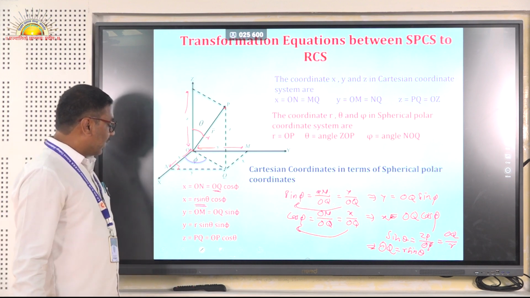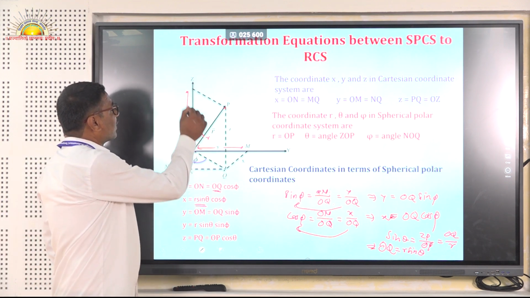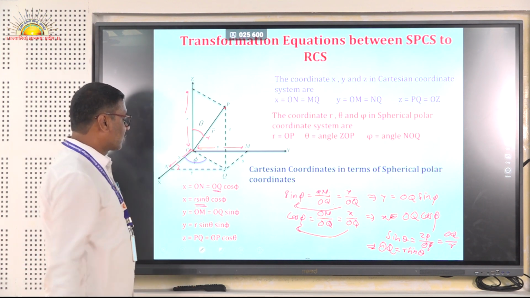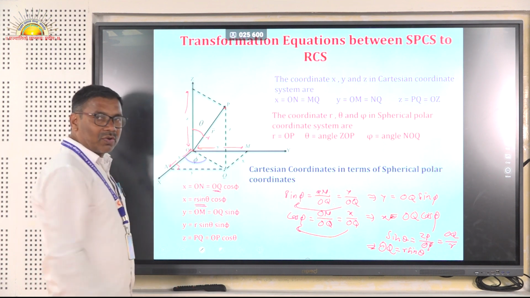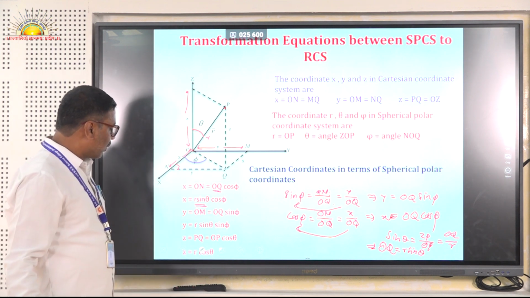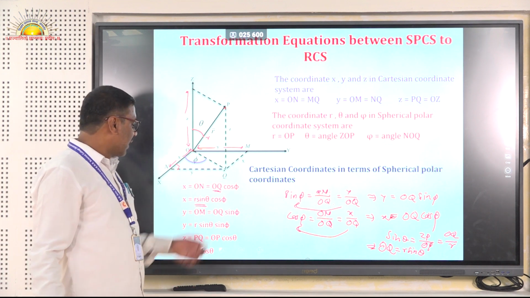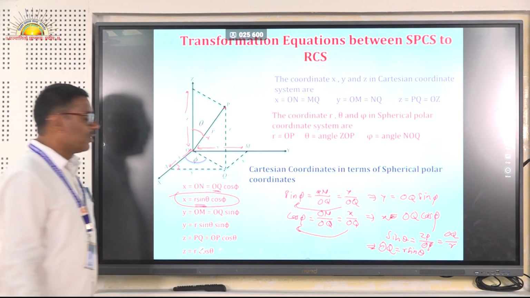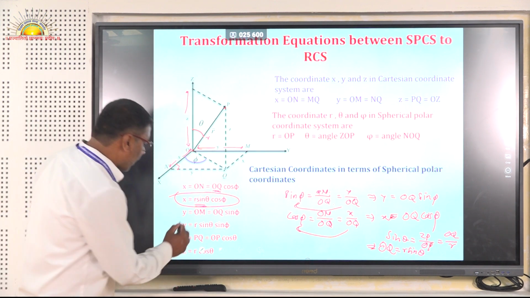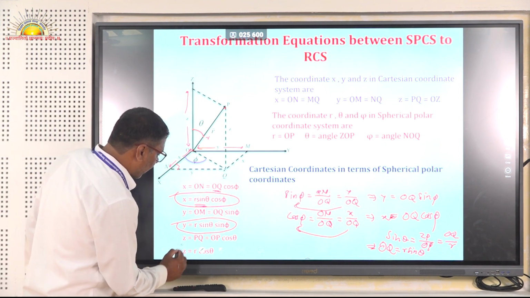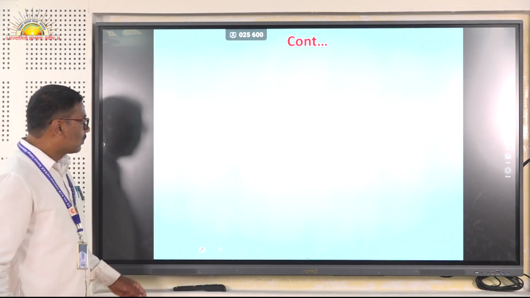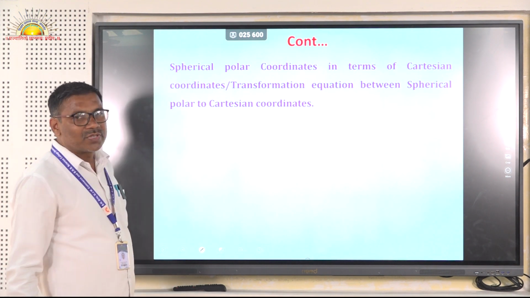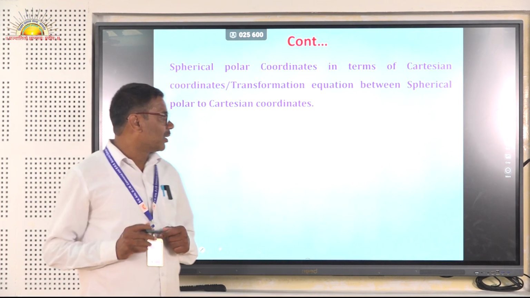Then z. The adjacent side of this angle theta is OP cos theta, and OP is the coordinate r. Therefore z is equal to r cos theta. So these are the transformation equations. That means x is equal to r sin theta cos phi, y is equal to r sin theta sin phi, and z is equal to r cos theta. Those are the transformation equations between spherical polar and Cartesian coordinates.